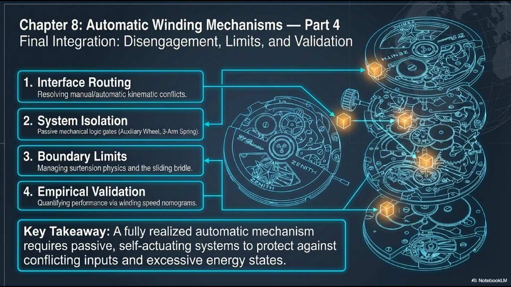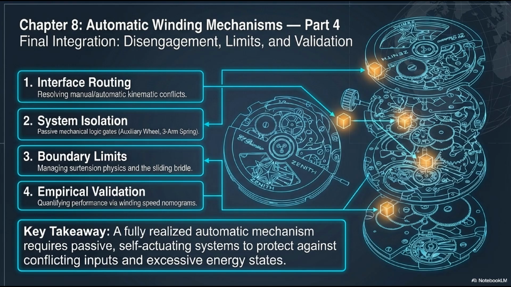Up to this point, we have successfully harvested energy from the rotor and rectified it into a single direction. But a watch is not a closed system, it has 2 completely independent power sources, the automatic rotor and the manual crown. We must resolve the violent kinematic conflicts when these 2 systems collide.